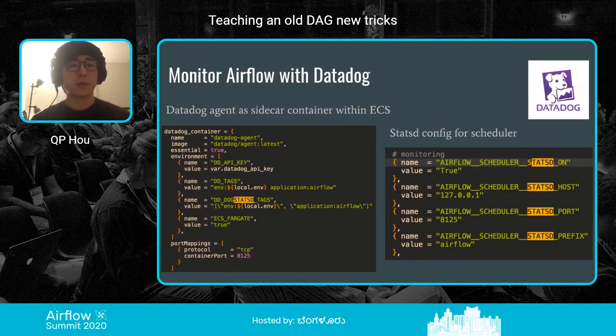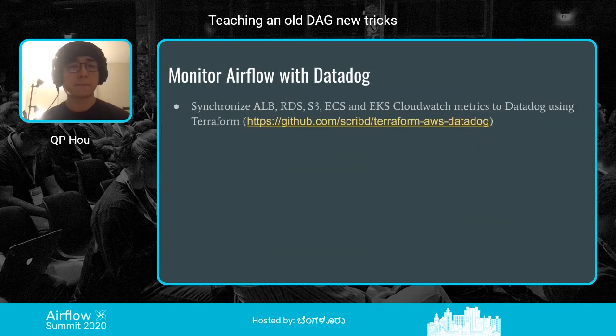The next thing that we do is monitor Airflow end-to-end with Datadog. Datadog is the monitoring solution that we use at Scribd. It's actually really straightforward, because Airflow has its own statsd integration. So we just basically deploy the Datadog agent as a sidecar container in ECS on the left, and then on the right, we configure the scheduler to send all the statsd metrics into the agent, which gets pushed to Datadog.